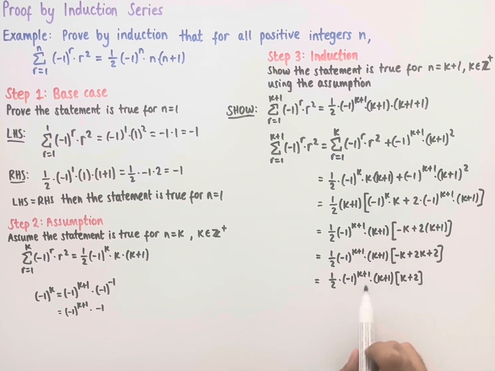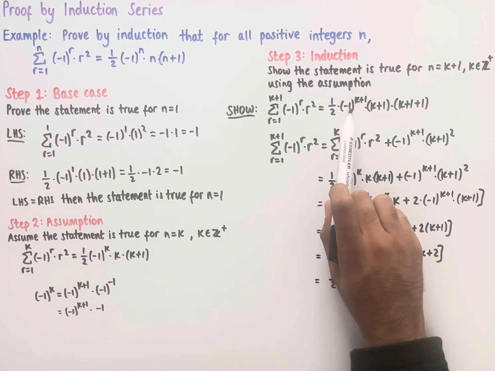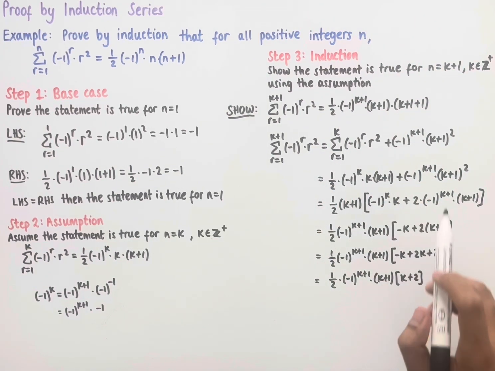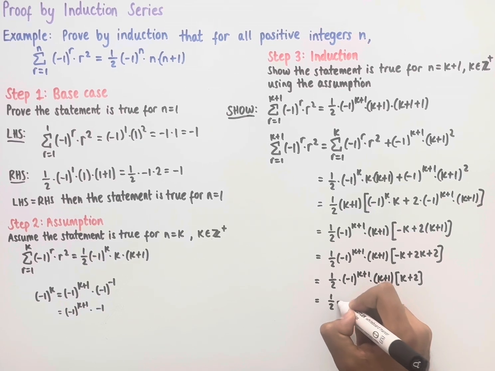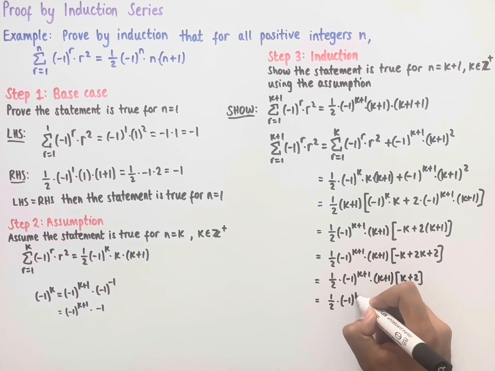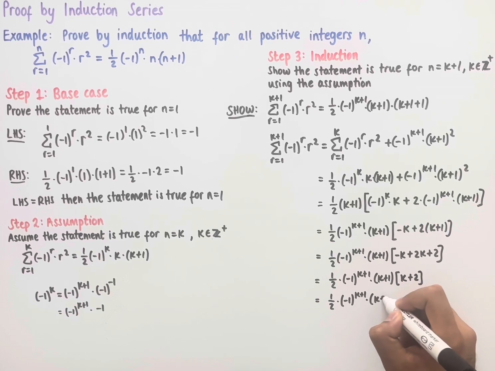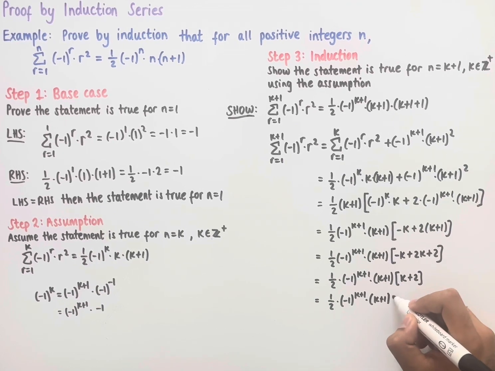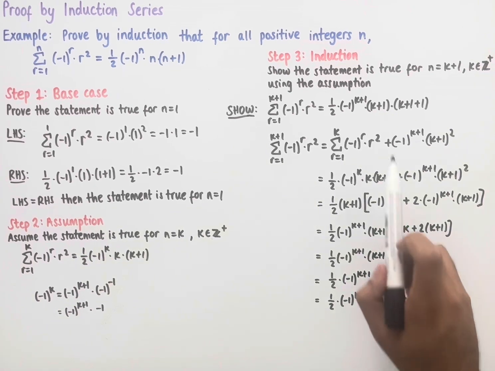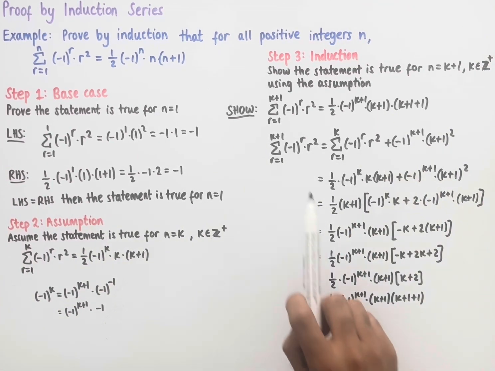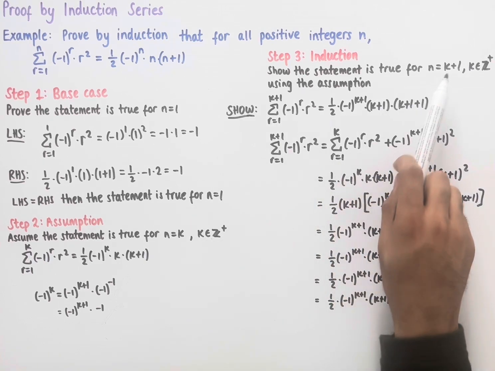And so if we want to rewrite this in the format that we're trying to show on the right hand side, we know that 2 can be split into 1 plus 1. So therefore we have a half times minus 1 to the power of k plus 1 times k plus 1. And then for the square brackets, we can now write k plus 1 plus 1. This is what we're trying to show on the right hand side. Therefore, this statement is true for when n equals k plus 1.